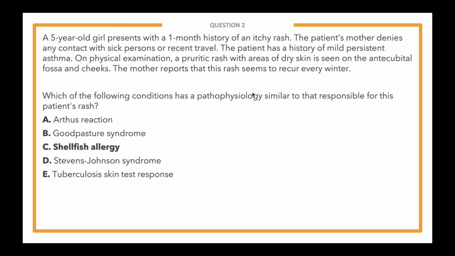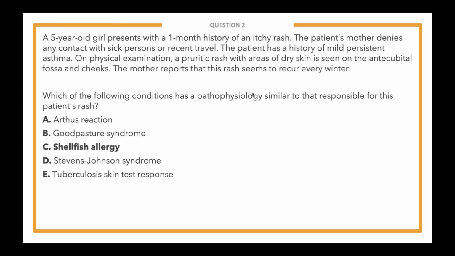And then on top of that, it recurs in the winter. In the winter, your skin gets more dried out, so you're more likely to have atopic dermatitis. On top of that, it occurs in the antecubital fossa and the cheeks in this patient. So flexural areas are very common, especially as you start to get older. In more younger children, you can see it especially on the cheeks. So she kind of has a little bit of an overlap involving both the cheeks and the flexural areas.